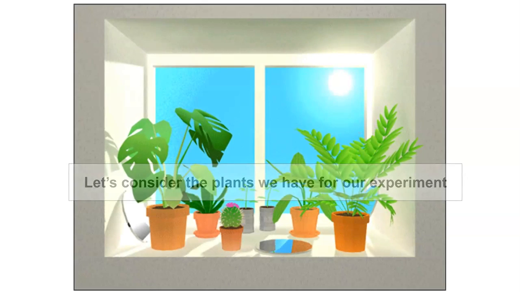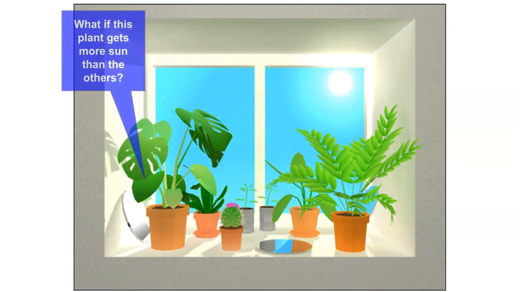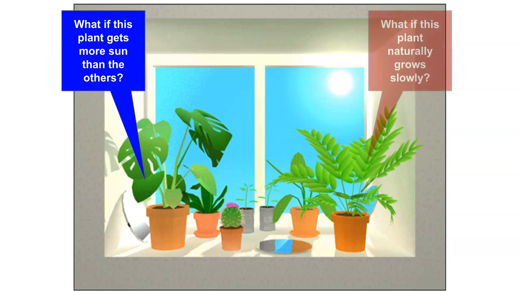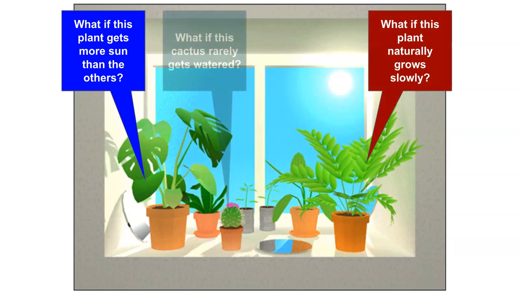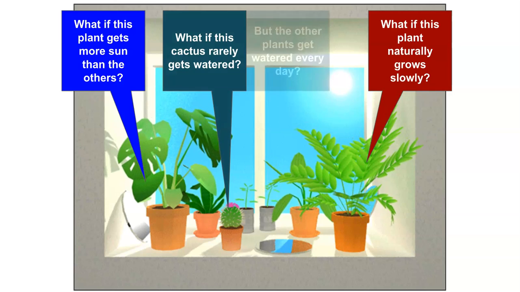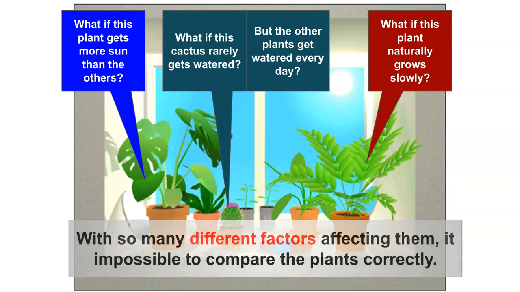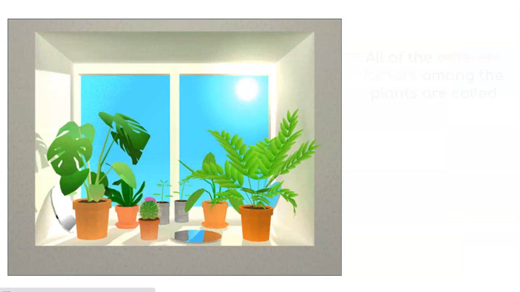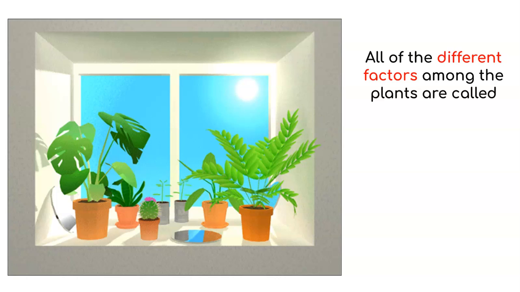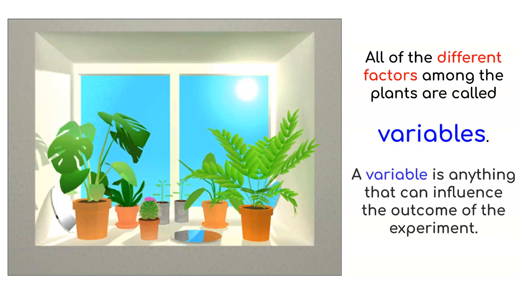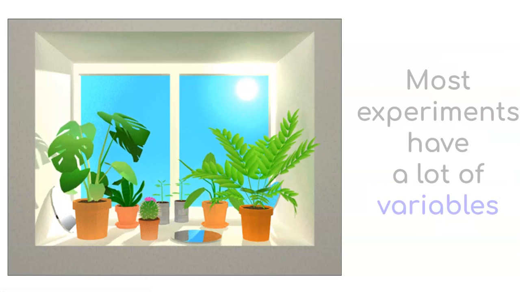Let's consider the plants we have in our experiment. What if this plant gets more sun than the others? What if this plant naturally grows slowly? What if this cactus rarely gets watered, but the other plants get watered every day? With so many different factors affecting them, it is impossible to compare the plants correctly. All of the different factors among the plants are called variables. A variable is anything that can influence the outcome of an experiment.